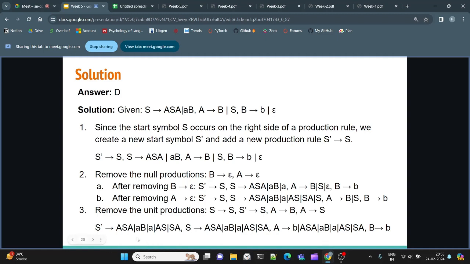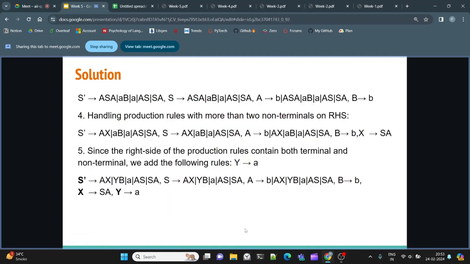Now that we have this, what is my next thing? Next, I have to handle production rules which have more than two non-terminals on the right hand side. So that is this one. ASA is over here, AS is again over here and here. So what do I do? I simply add this production rule X to SA, and wherever SA was there, I put an X. So here I have AX, here also I have AX.